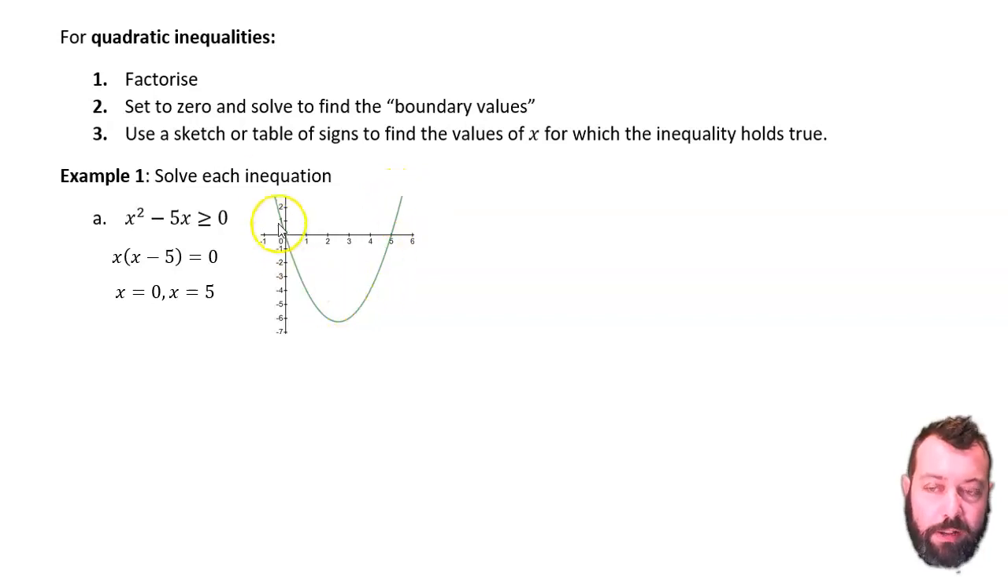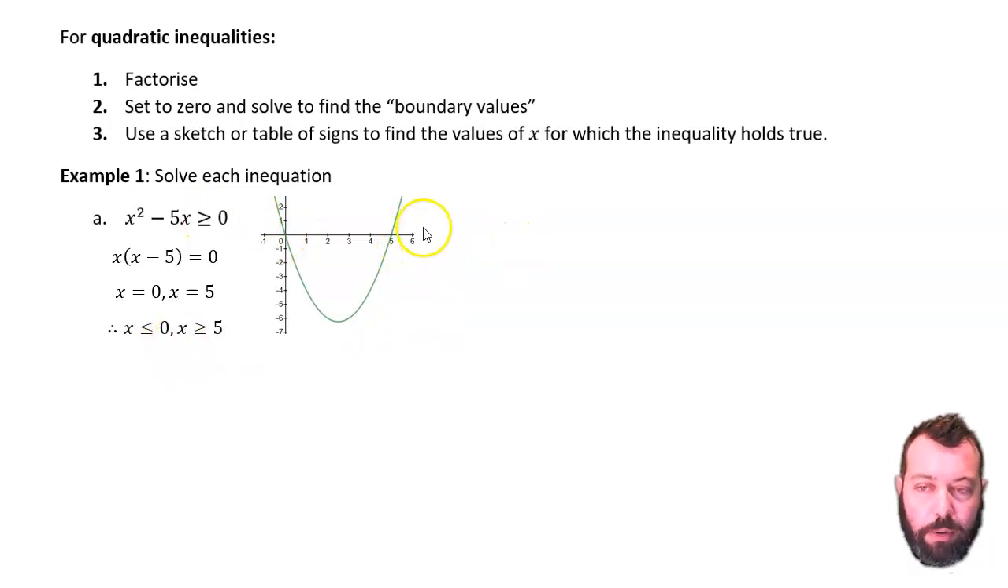Now, where is my function greater than or equal to 0? Well, when x is less than or equal to 0, and when x is greater than or equal to 5, that's where my function is above the x-axis. Right? What values of x? I want to know when it's greater than or equal to 0. If x is less than or equal to 0, or greater than or equal to 5, like that.